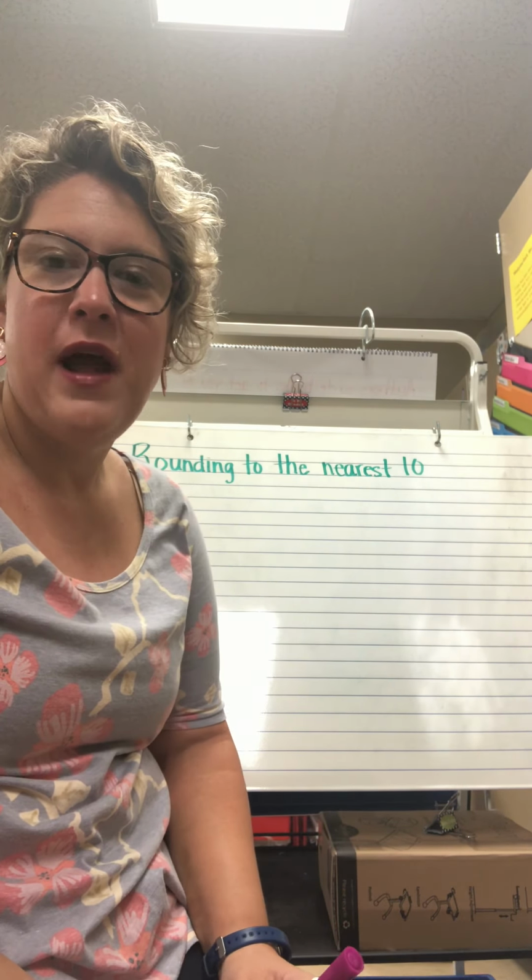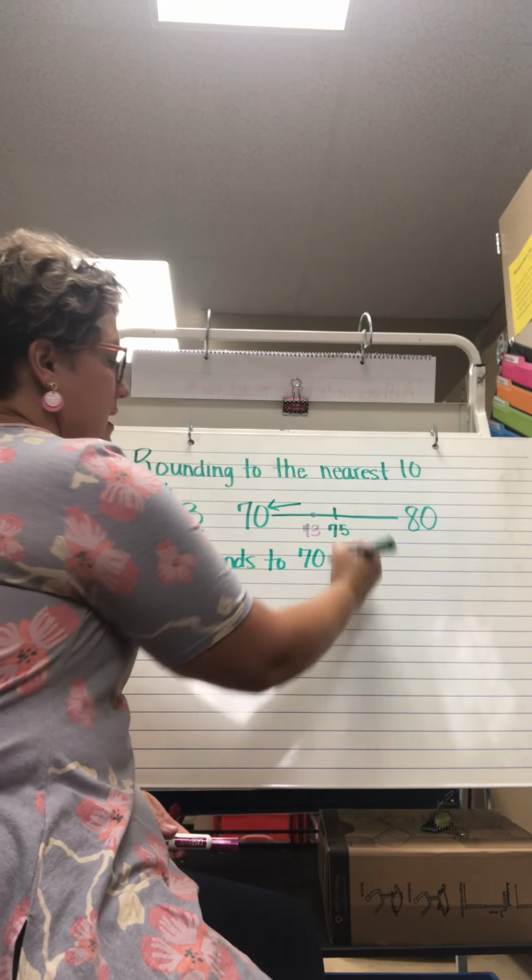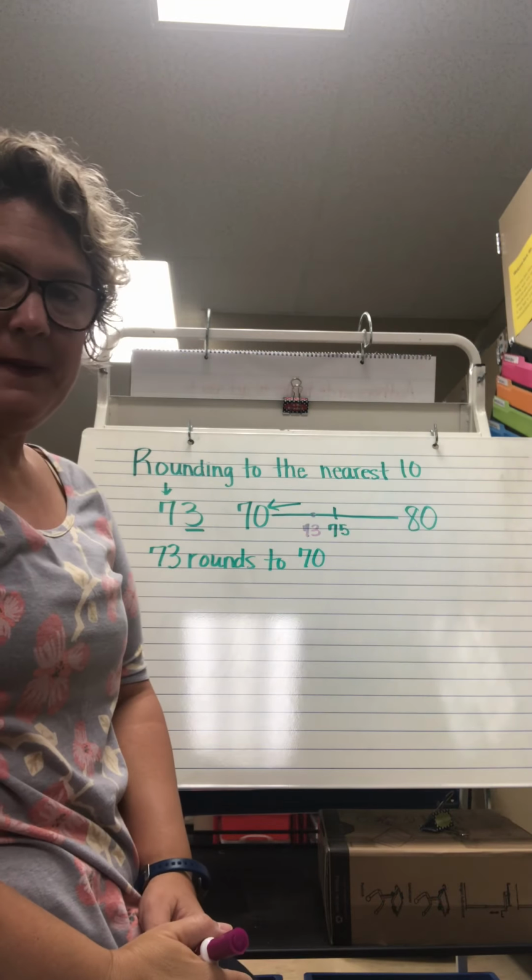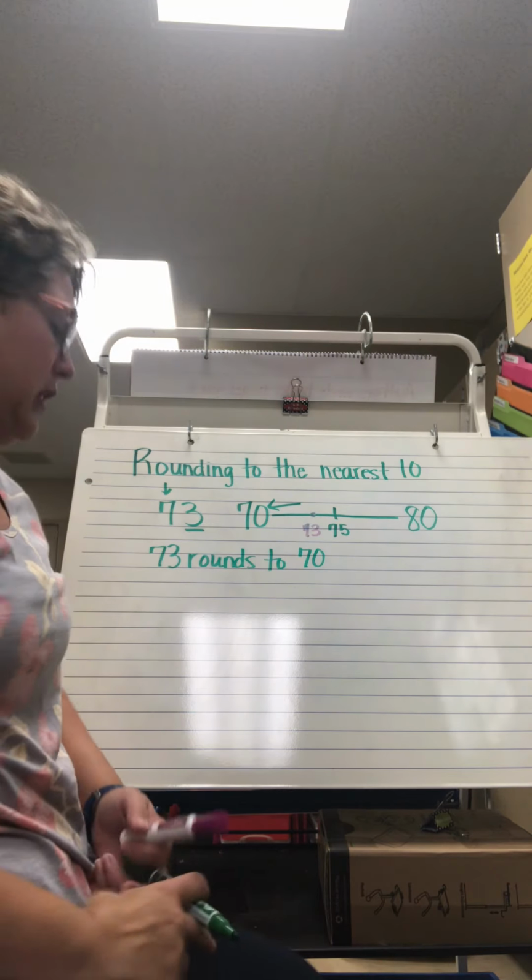So I'm going to put 73 right here on my number line. And 73, you can see, is not bigger than 5. That 3 is not bigger than 5, so it is not going to be bossy enough. So I have to go back to 70. So 73 rounds to 70.